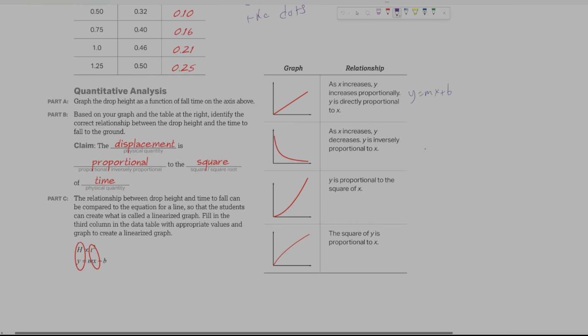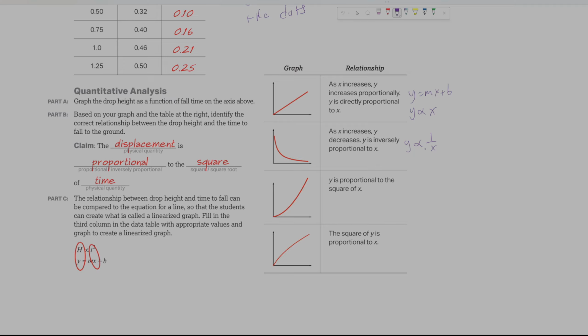Inversely proportional means that, in this one, y is proportional to x. In the next one, y is proportional to the inverse of x. So what you've got to do for all your x values is take the inverse of it, make a new column, and graph the inverse of x to go along with y.